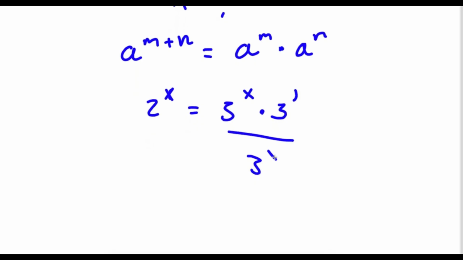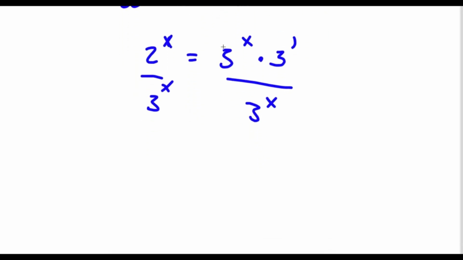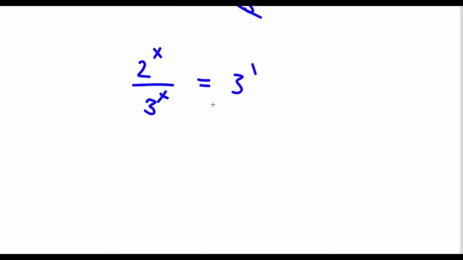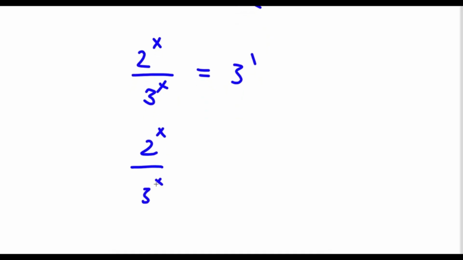Now, I'm going to go ahead and divide both sides by 3 to the power of x. So then these two will cancel out, and I'll be left with 2 to the power of x over 3 to the power of x is equal to 3 to the power of 1. Now 3 to the power of 1 is the same thing as 3, so now I have 2 to the power of x over 3 to the power of x is equal to 3.